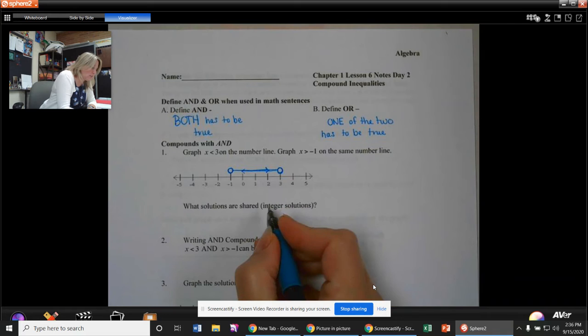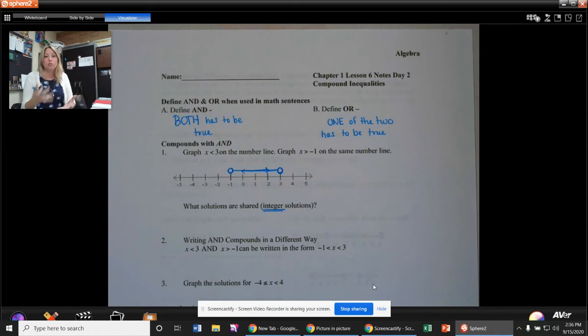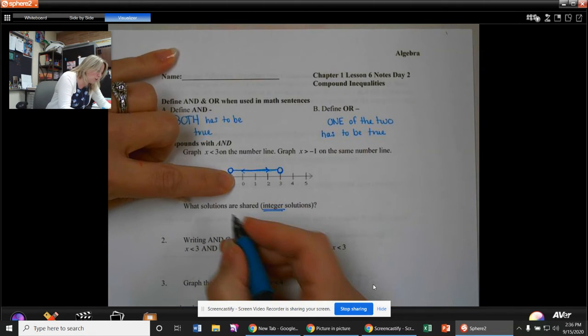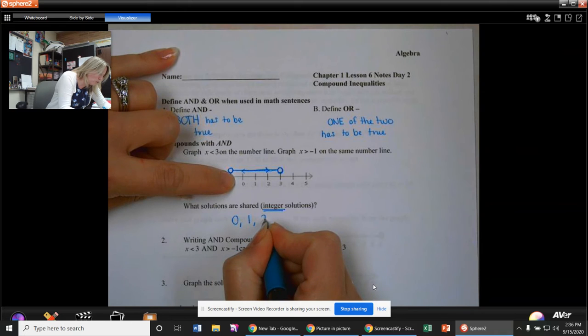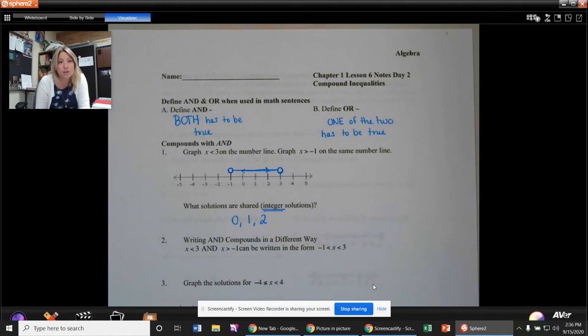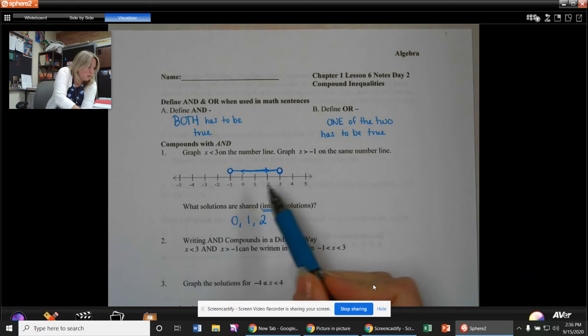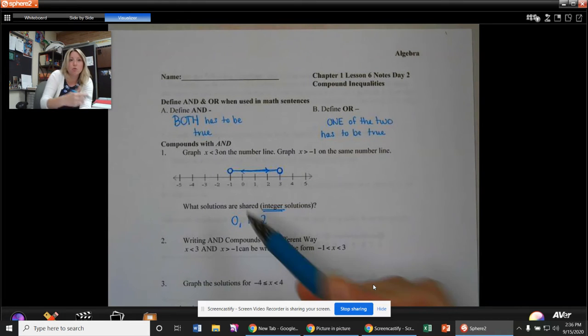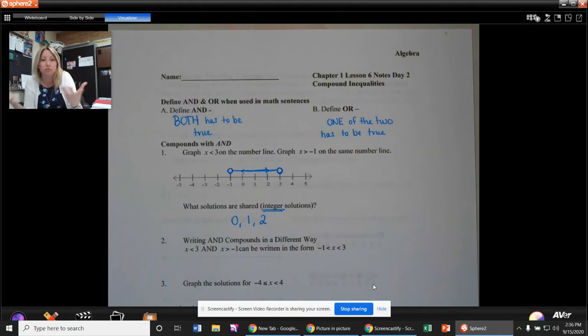So here I'm asking for shared integer solutions. Integers are those whole numbers or the opposites of your whole number solutions only. So the only whole number solutions that we have here are 0, 1, and 2. Obviously, there's an infinite number of numbers between 0 and 1, right? So 1/2 and 1/3 and everything between them. So we know that there's an infinite number of numbers that could be a part of this solution set, but the shared integer solutions are only 0, 1, and 2. Okay?